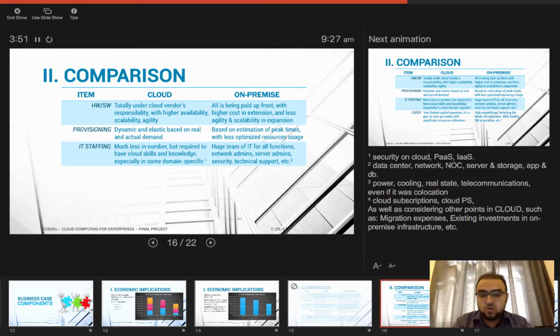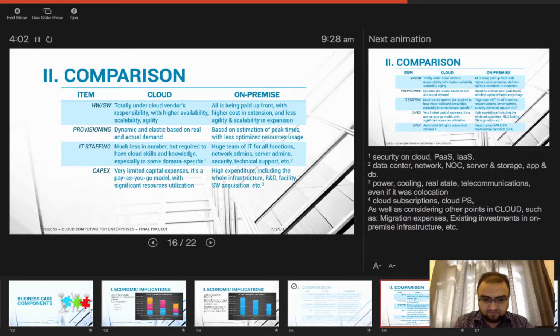On-premise, of course, we have a huge IT team for all kinds of operations and functions, like network operations, NOC, server engineers, storage engineers, data center engineers, etc. CapEx: it's very limited capital expenses in the cloud, as it's the pay-as-you-go model.